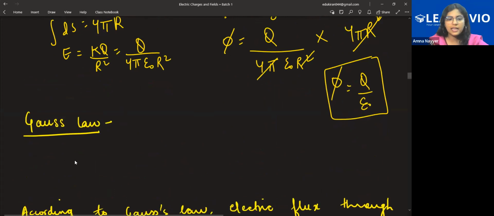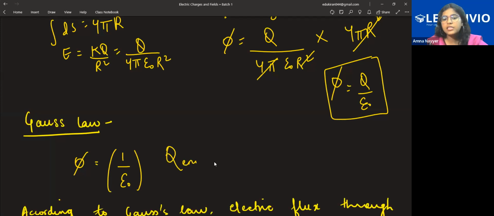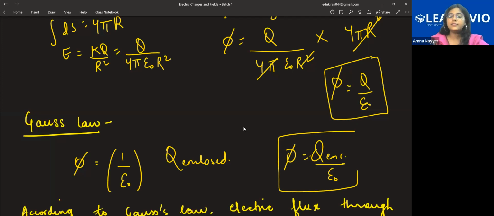Gauss theorem basically says that electric flux is equal to 1 by epsilon naught times the total charge which is enclosed in a surface. Basically, phi is equal to q enclosed divided by epsilon naught. This is the Gauss theorem. This says that in a closed surface, whatever is the charge that is enclosed, 1 by epsilon naught times that charge will give us the electric flux.